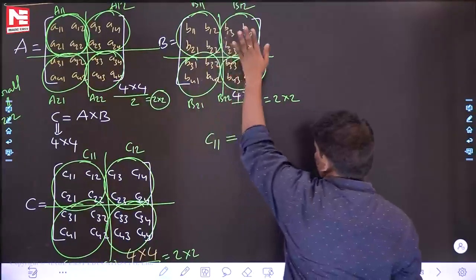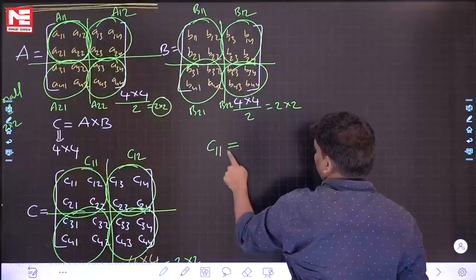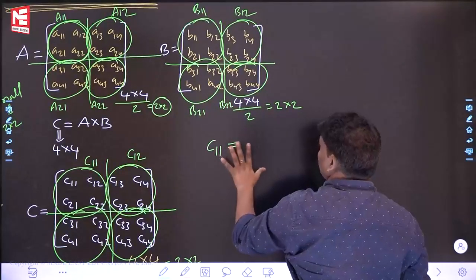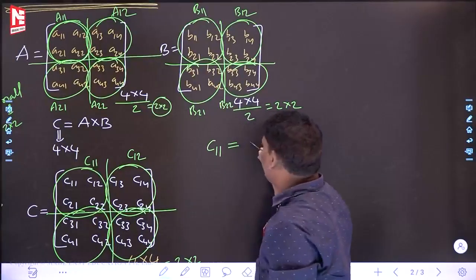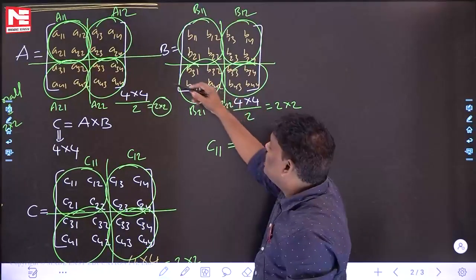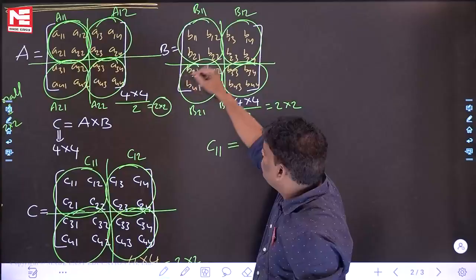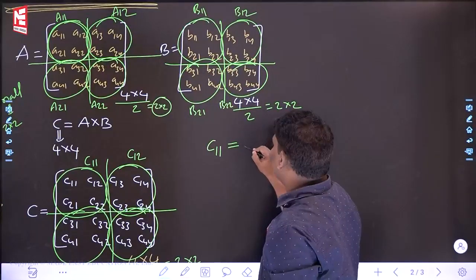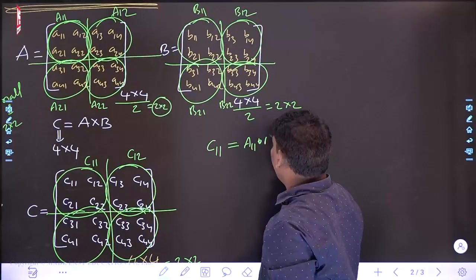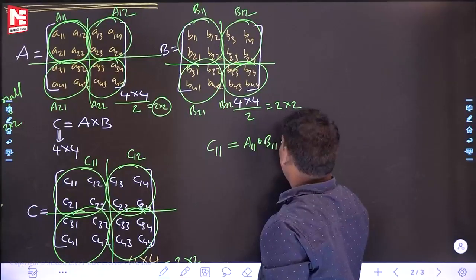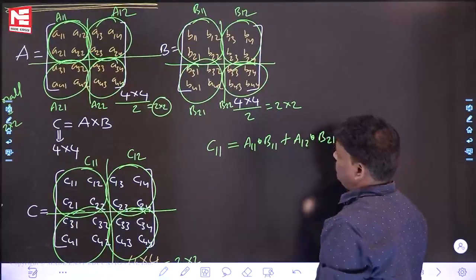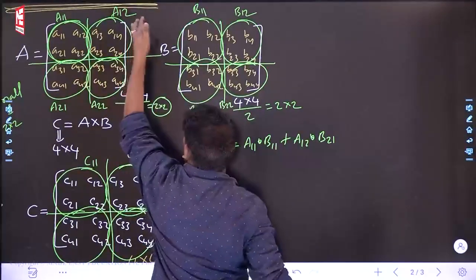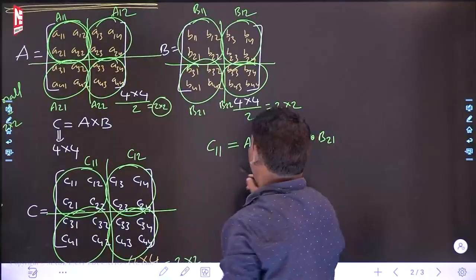A is 2 by 2, B also 2 by 2. In the C matrix, how to get the first row, first column? Same thing. First row, first column, multiply. In A the first row, in B the first column, multiply. A11 into B11 plus A12 into B21. Like that you multiply. You will get it the same way.